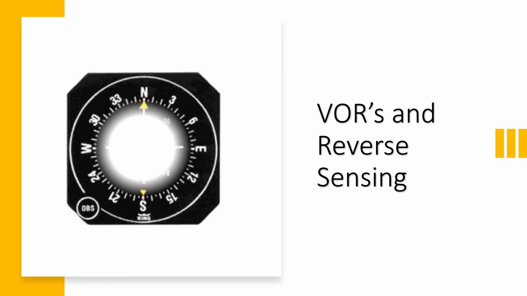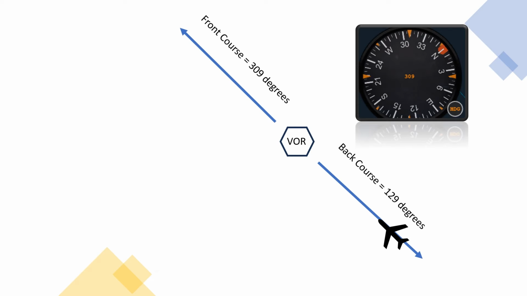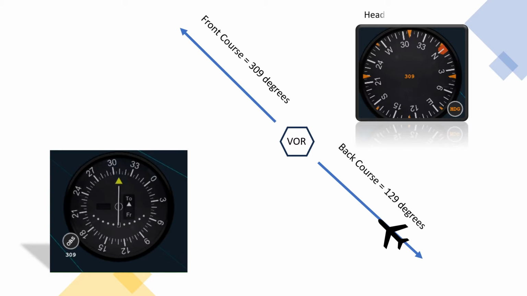Today we will review VORs and the reverse sensing that can happen when tracking VOR radials. Suppose we are tracking a VOR and are flying on a course tracking the 309-degree radial of a VOR. Our heading indicator would appear as shown in the top right and the CDI would appear as shown in the bottom left.